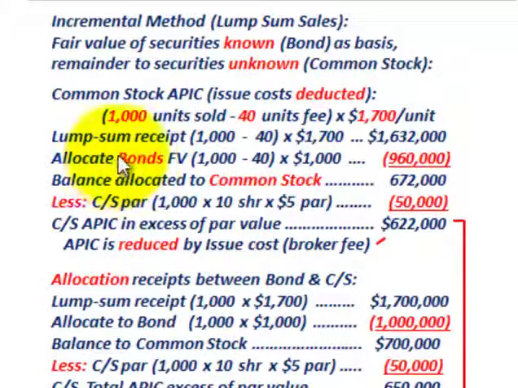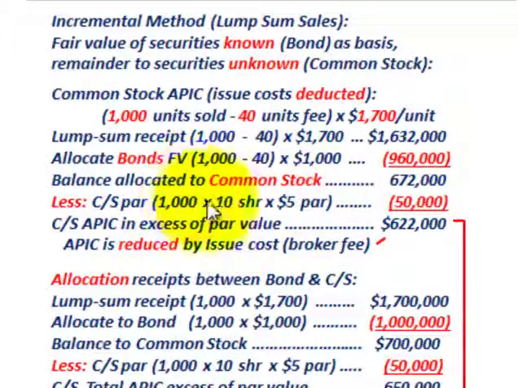Now, we're going to allocate to our bonds at their fair value. We have 1,000 units, less 40 units as our underwriting fee, and the unit value of our bond, issued at its face value, is $1,000. So 960 units times $1,000 per bond gives us $960,000. Now this is where the incremental method comes into play. We know our bond's fair value is $960,000, and we know our total lump sum receipts are $1,632,000. So the difference gets allocated to the common stock. The common stock gets an allocation of $672,000.